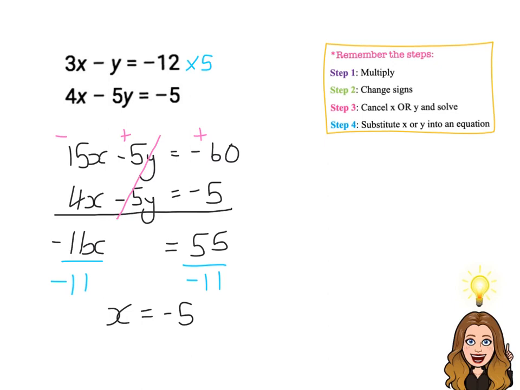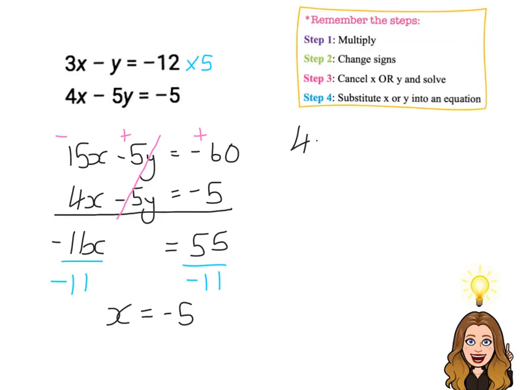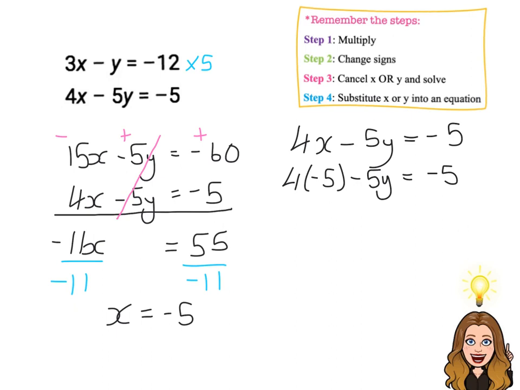So now I take my x equal to minus 5, and I sub it into whichever of the above equations I want. So I'm going to take the bottom one. So it's 4x minus 5y equal to minus 5. Okay, well, I'm subbing in minus 5 for x, so I have 4 times minus 5 minus 5y equal to minus 5. Okay, well, 4 times minus 5 is minus 20. Minus 5y equal to minus 5.